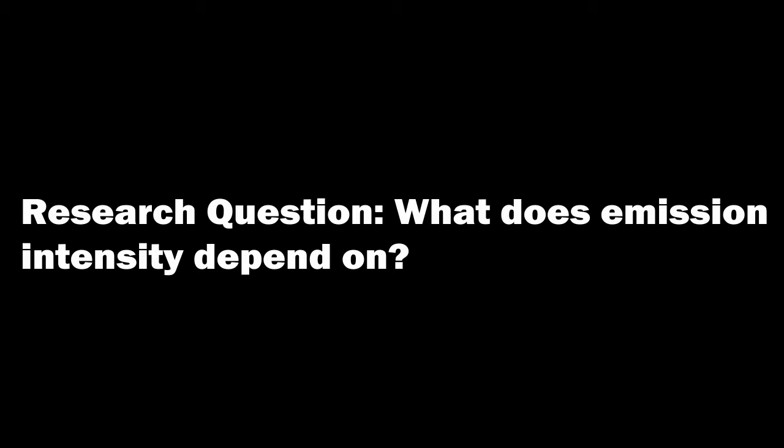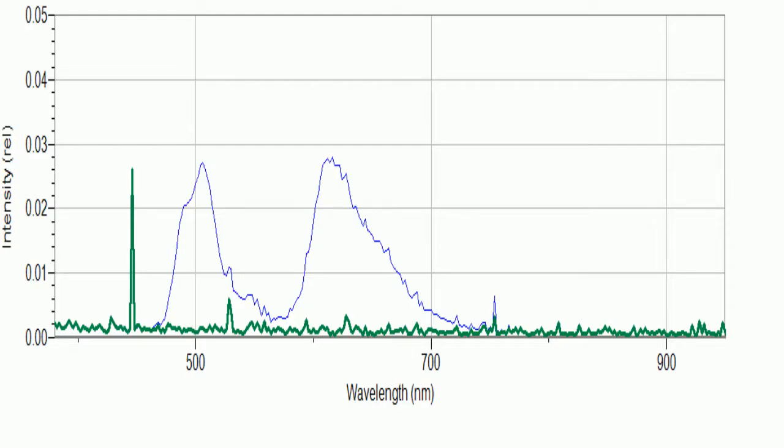What does emission intensity depend on? First, we must understand what emission intensity is. Defined as the number of photons being emitted at a specific wavelength, emission intensity can be observed by peaks on an emission spectroscopy graph. Visibly, the light that is given off and observed by the human eye is brighter at higher intensities and is modeled by higher peaks on the graph.